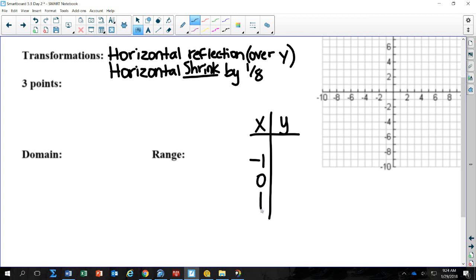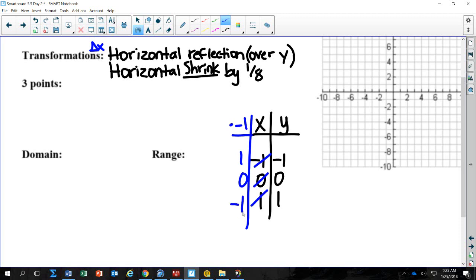Okay, so my parent points, if I take the cube root of -1, I get -1. Cube root of 0 is 0. Cube root of 1 is 1. Okay, so there's my parent points. Now, I'm going to do a horizontal reflection over y. What is that, a change in x or a change in y? If it's horizontal, x, right? This first one's going to be a change in x. So I'm going to change all my x values. If I change all my x values, I would be multiplying them by -1 for the reflection. So this would become +1, 0, and -1.